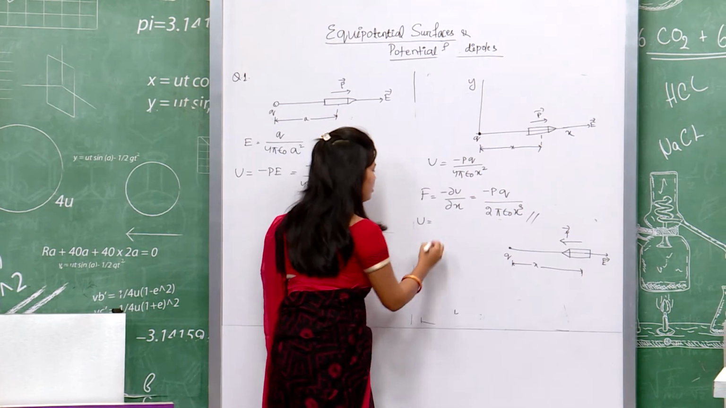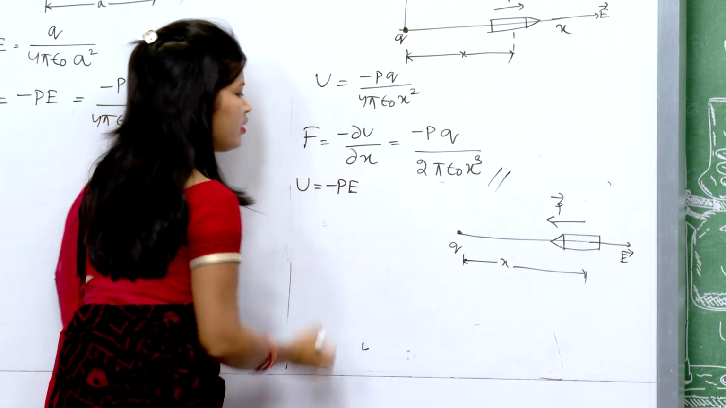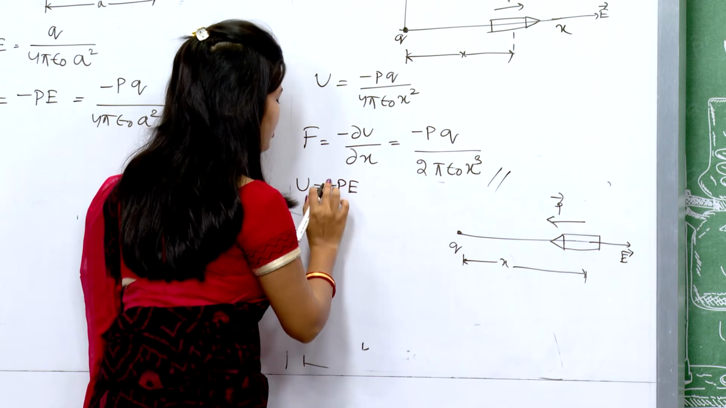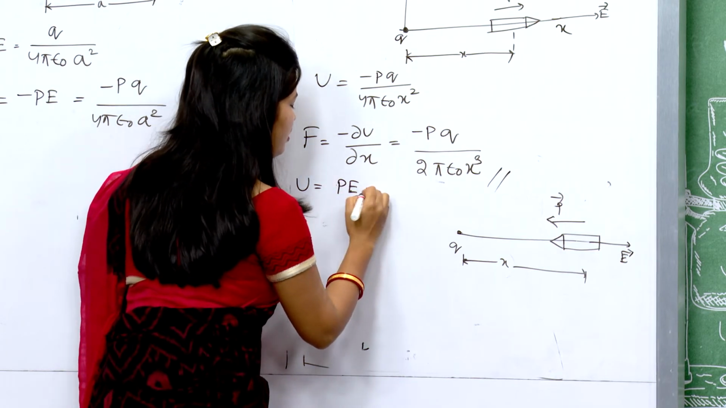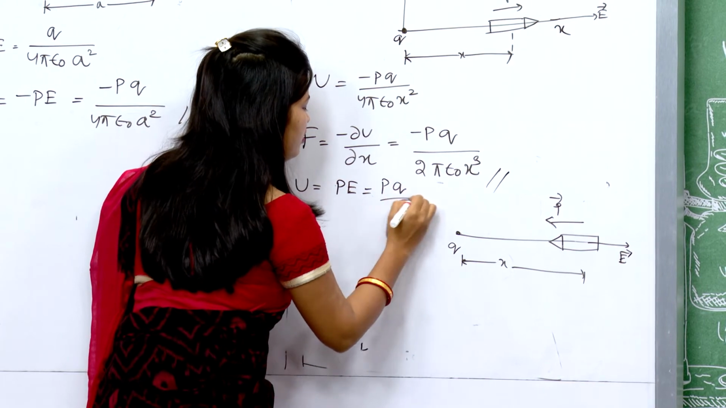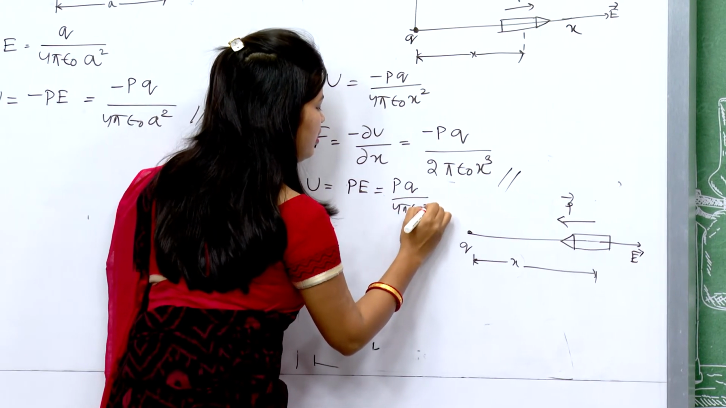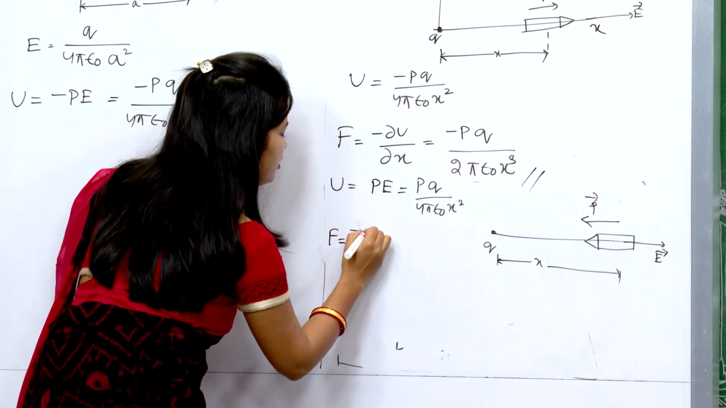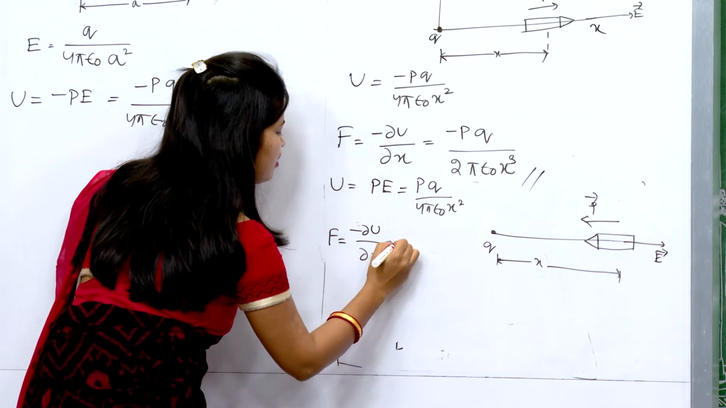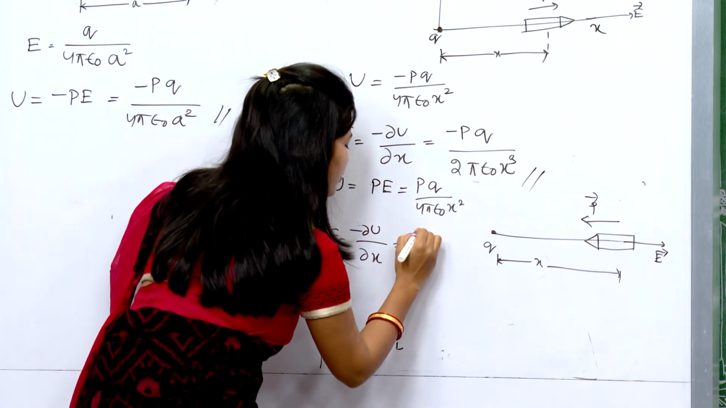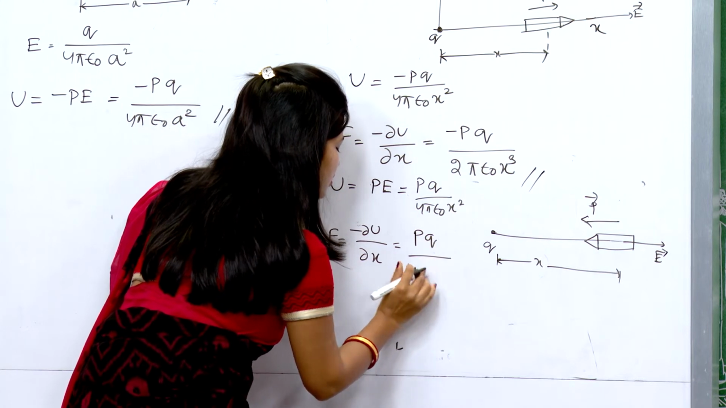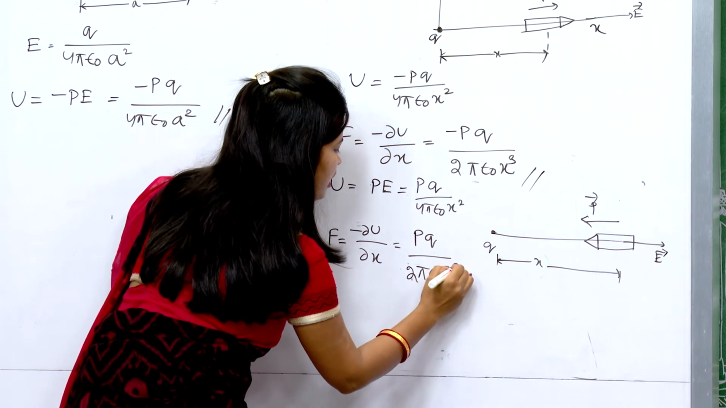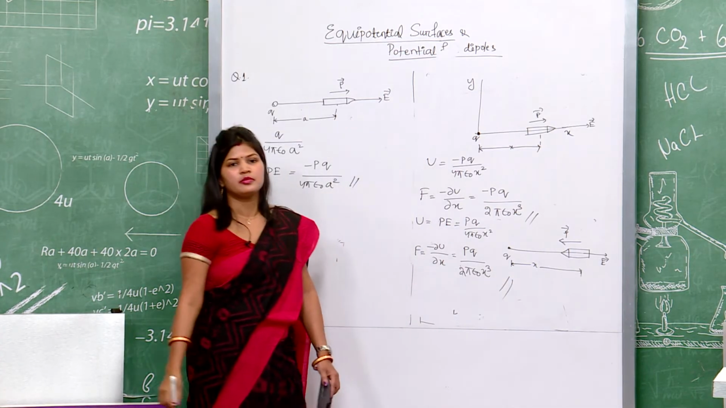U is equal to minus P e cos 180, that is minus 1. So, minus times minus is plus. So, plus E P e, that is P q upon 4 pi epsilon naught x square, and force is minus del U by del x. So, we get P q upon 2 pi epsilon naught x cube. This is the answer. Okay.